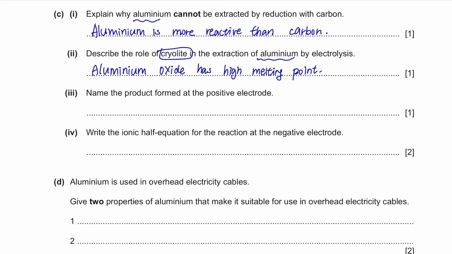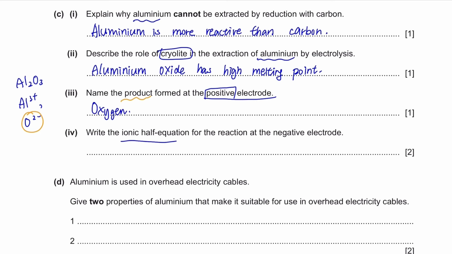Name the product formed at the positive electrode. Well, like I just said, we use aluminium oxide in this electrolysis. It's Al2O3, so we have Al3+ ions and O2- ions involved in this electrolysis. Well, if it's a positive electrode, it's going to attract the negative ions. And the negative ion from this is O2-. And it's the product formed, so from O2- ions, oxygen will be formed, and our answer is oxygen.